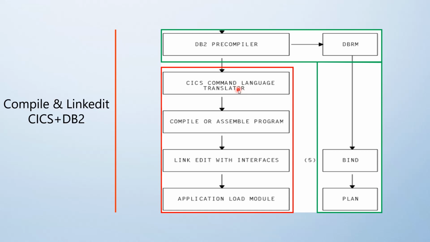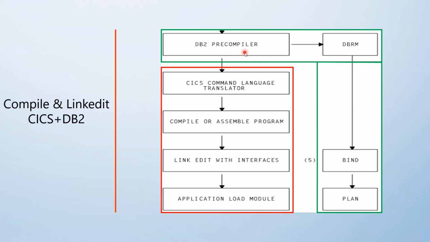The output is then submitted to the compile or assemble program based on the language, if it's COBOL or assembler, and then you do the link edit, and finally you get the application load module. In case your COBOL program is also interacting with DB2, then a few extra steps come into the picture ahead of your CICS translator. That source should be subjected to something called the DB2 precompiler.